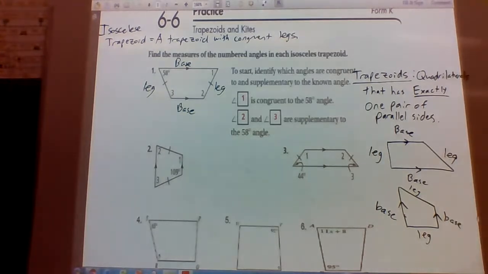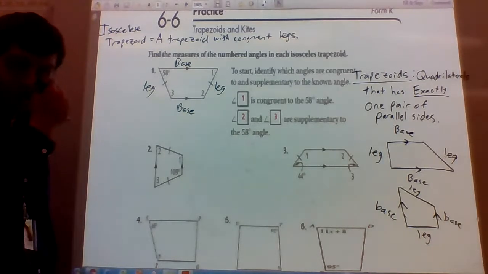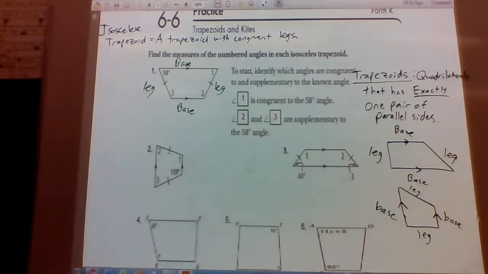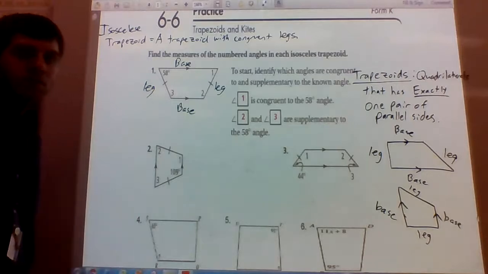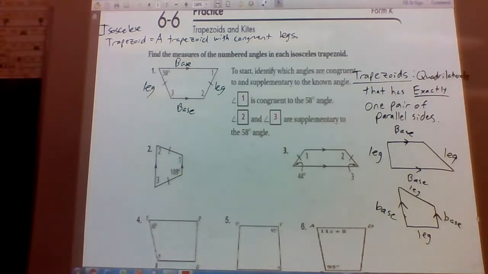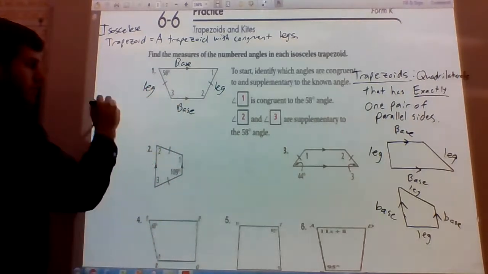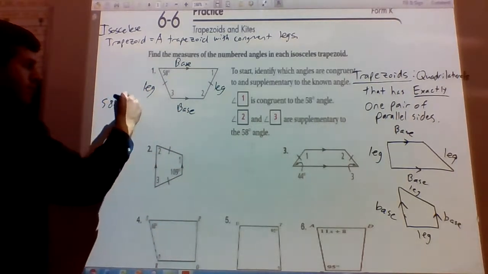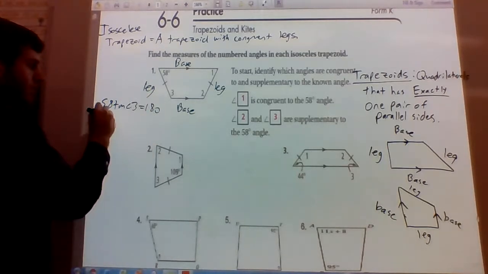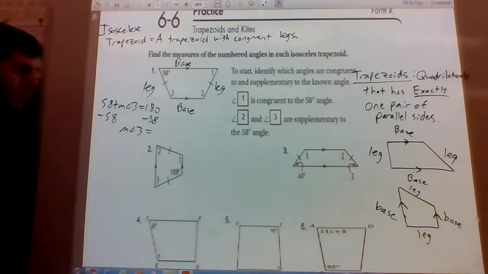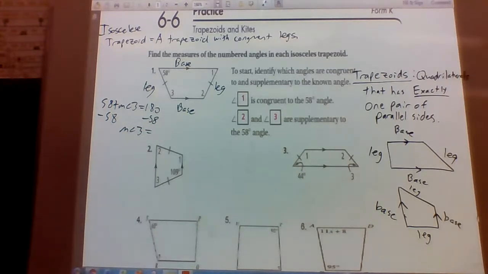So since an isosceles trapezoid is a trapezoid, it has exactly one pair of parallel sides. So the property for a trapezoid is still going to apply to an isosceles trapezoid, and that is that consecutive angles between the bases are supplementary. So just like in 4, 5, and 6, 58 plus the measure of angle 3 is going to equal 180. Subtract 58. 180 minus 58 is going to give us 122.